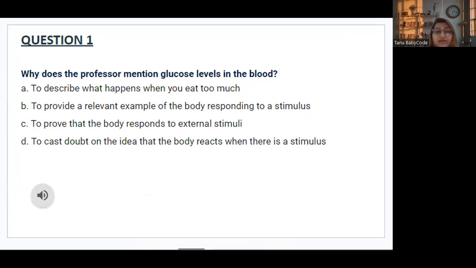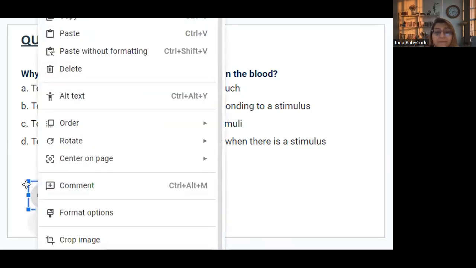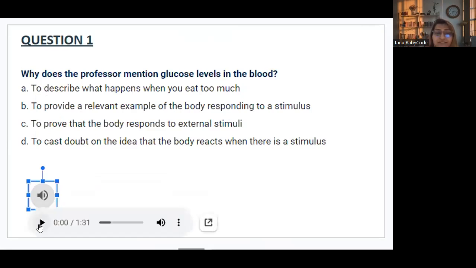Let's do one question. I'm going to play an audio and you have to listen to it carefully and just look at the question. Why does the professor mention glucose levels in the body? There are four answer choices. Look for these.